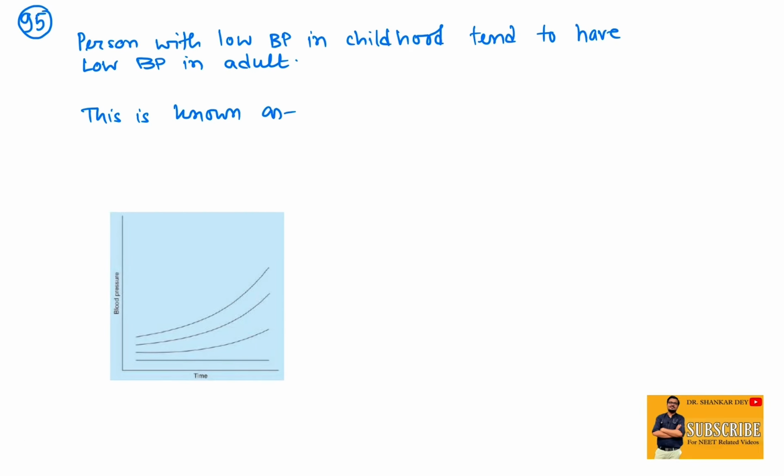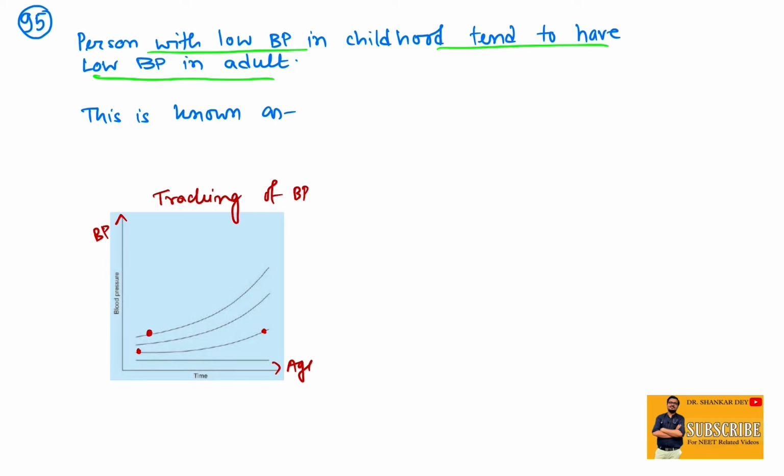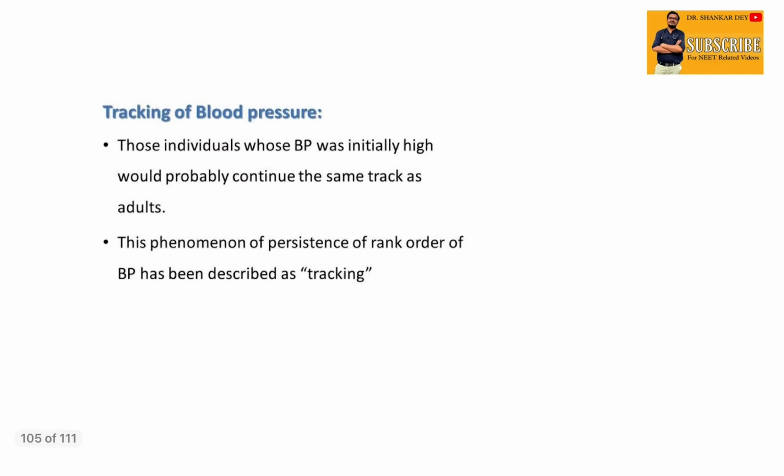Coming to question number 95. Person with low BP in childhood tend to have low BP in adulthood also. This is known as tracking of blood pressure or tracking of BP. See the graph here. So this is age and this is blood pressure. Those who have lower BP in childhood also have lower BP in adulthood, and those who have higher BP in childhood also have higher BP in adulthood. So this is called tracking of BP. So direct question, tracking of BP.